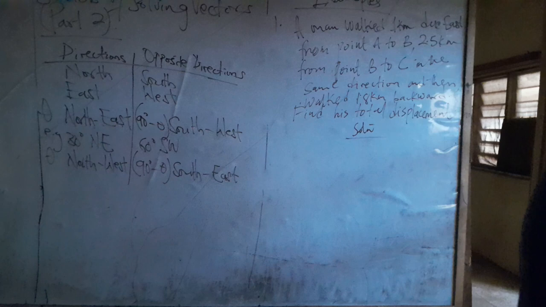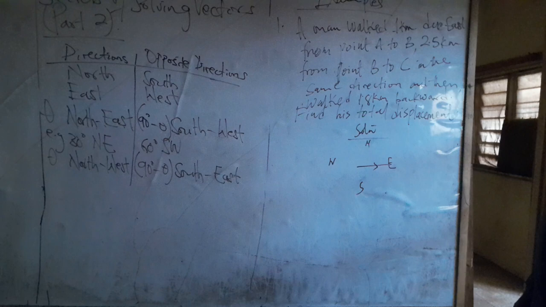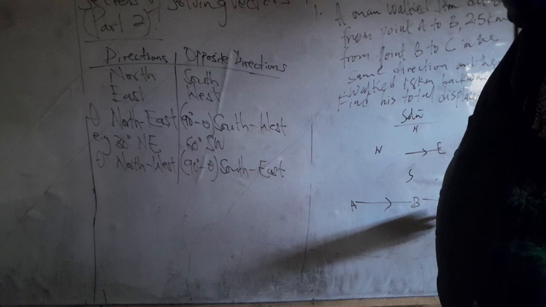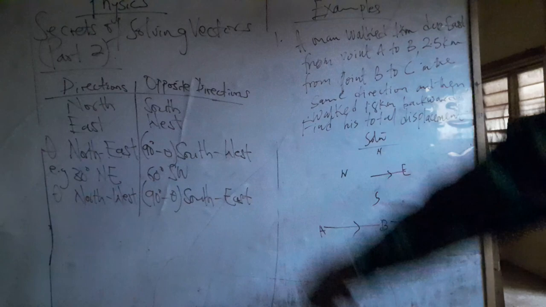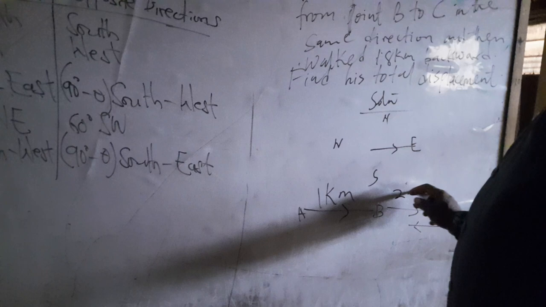Now, we draw the four cardinal points. This is your north, this is your south, this is your west, this is your east. So the man is actually moving this way. That then permits us to represent a journey like this. From A to B, from B to C, and then backward, which is in this direction, because the opposite of east is now west, which is this direction. So from A to B, A moves 1 kilometer. From B to C is 2.5 kilometers. And backwards should be 1.8 kilometers.